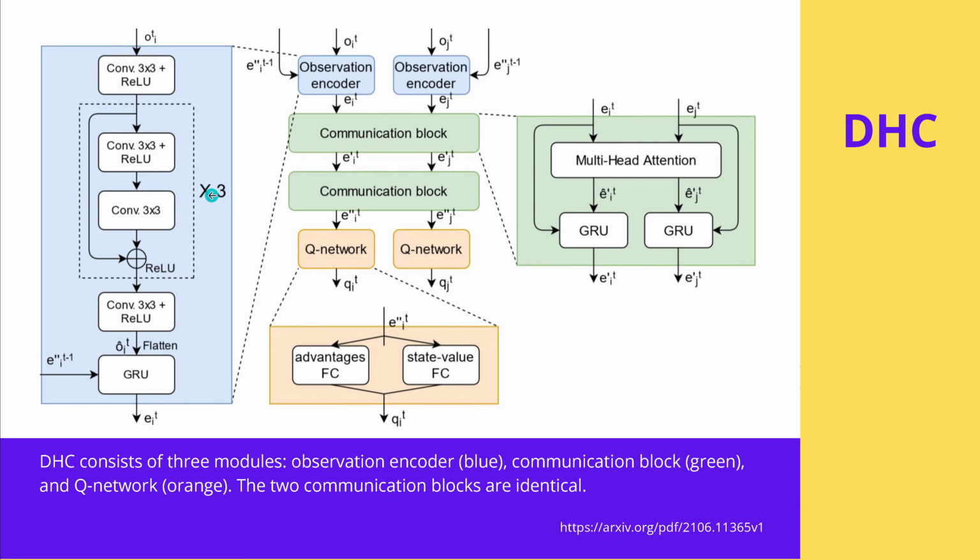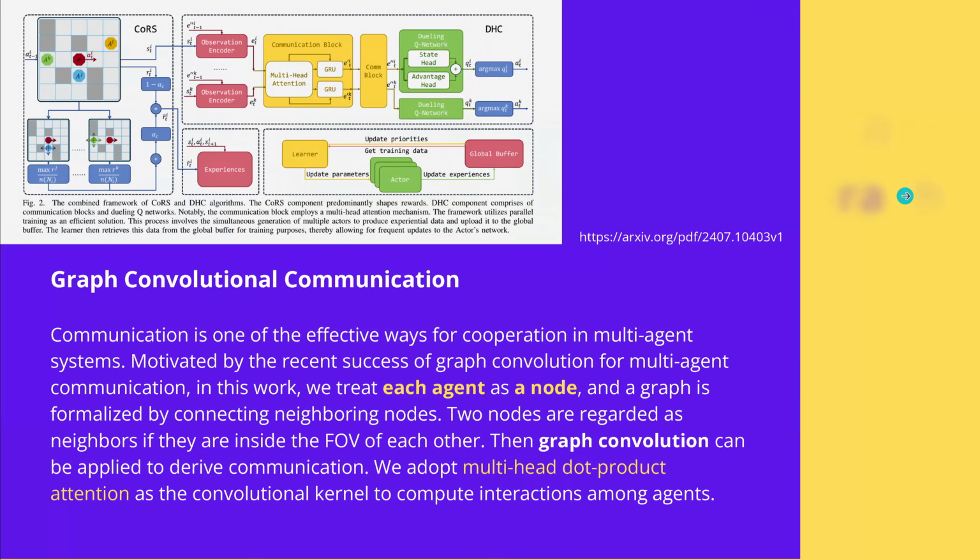And I showed you here just one schema from DHC. The three modules: you have the observation encoder, you have the communication block, which, you know, is multi-head attention, how it is calculated. And then you have your Q networks. So this is something, if you know how to code, I don't know, the simplest transformer architecture, you are familiar with multi-head attention, how to calculate these convolutional networks, and so on. And if not, no problem. The idea is simple. Look, they have here the idea of a graph convolutional communication process.